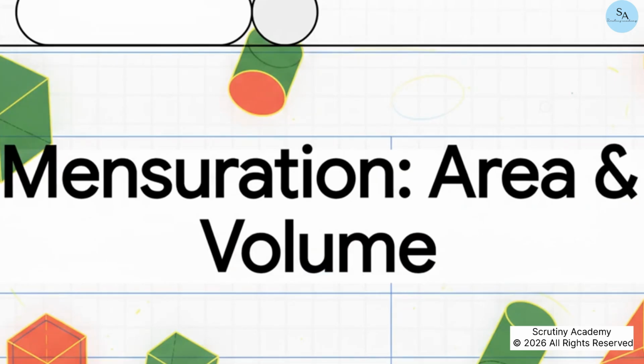So, let's dive right into it. We're talking about mensuration, which is really just a fancy word for the mathematics of measuring things. It's the part of geometry that helps us make sense of all the shapes around us, from the Amazon box that shows up at your door to the water tank on top of your building.